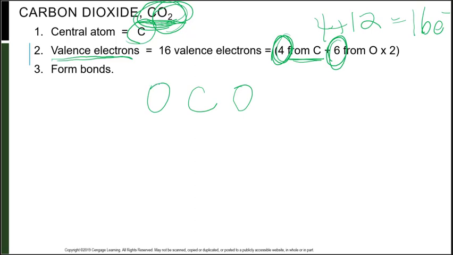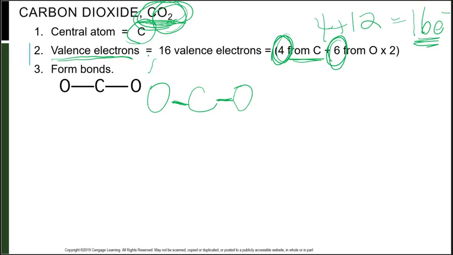So let's start with C, and then there's 2 O's. We're going to have O's around that C, just like that. And let's connect them by 1 bond. So that shows 2 electrons, 4 electrons already. But we need 12 more electrons around these. And plus, it's not meeting the octet rule.